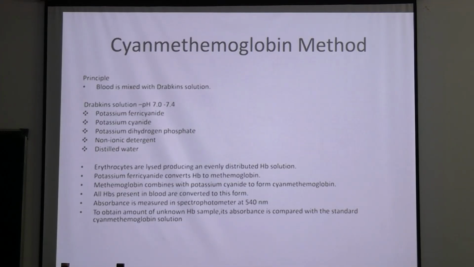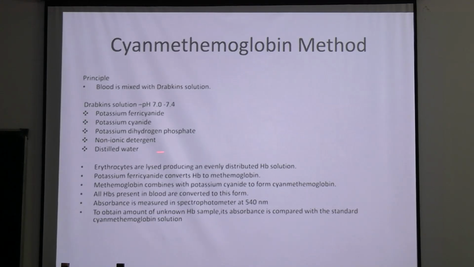This method is used in the lab nowadays also. This is very much in use in the labs. Small labs which cannot afford to buy a cell counter use this method for estimation of hemoglobin. What you do is, there is a solution called Drabkin solution. Blood is mixed with Drabkin solution.